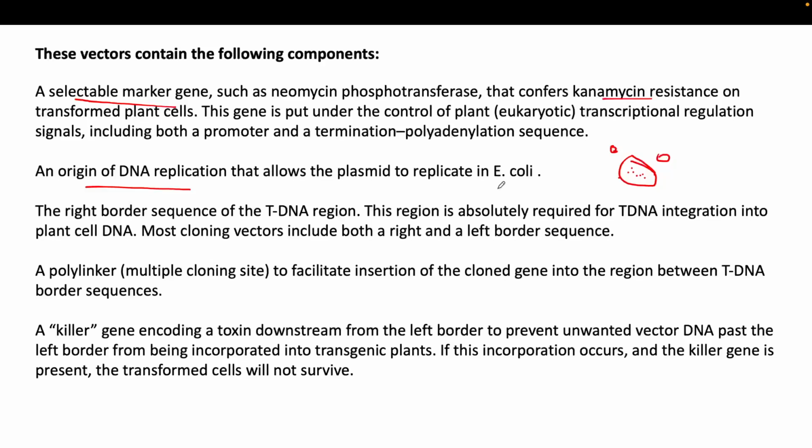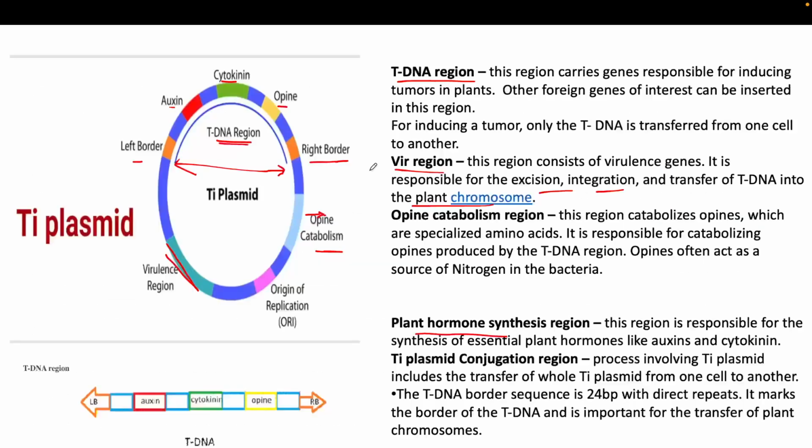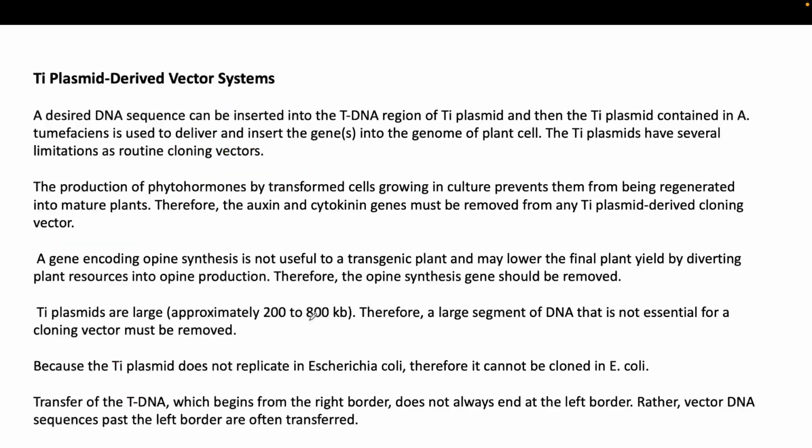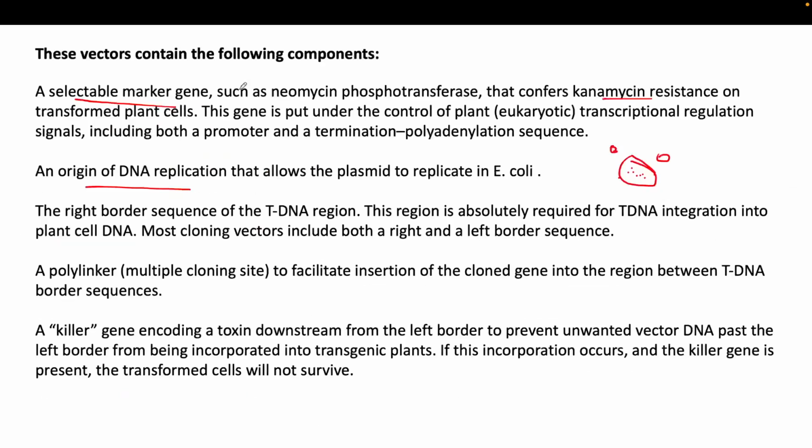So we generally clone in the E. coli system. Because the Ti plasmid has the origin of replication of Agrobacterium tumefaciens, you have to replace this origin of replication with the E. coli origin of replication. Then only you can use this Ti plasmid as a cloning vector.